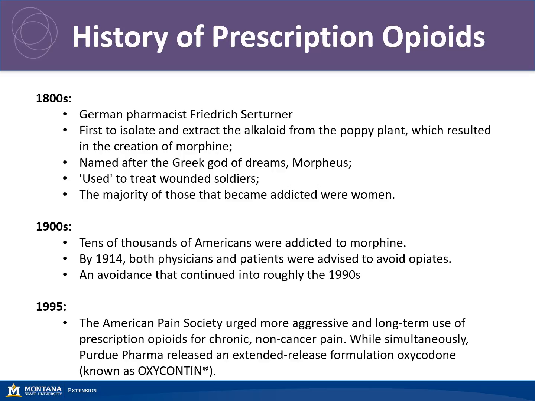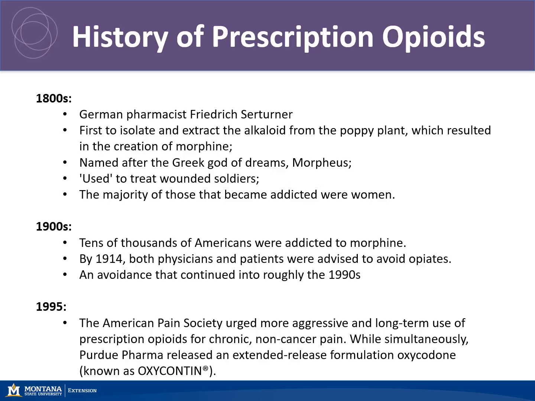However, research suggests that the majority of those addicted to the substance were women, as they were diagnosed with pain at a higher rate than men. By the early 1900s, tens of thousands of Americans were addicted to morphine. By 1914, in response to both the emergence of street heroin abuse as well as morphine dependence, both physicians and patients were advised to avoid opiates.